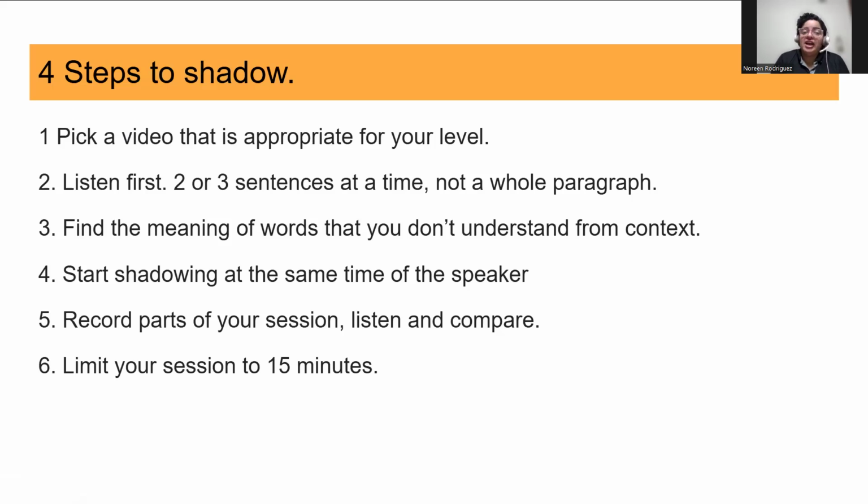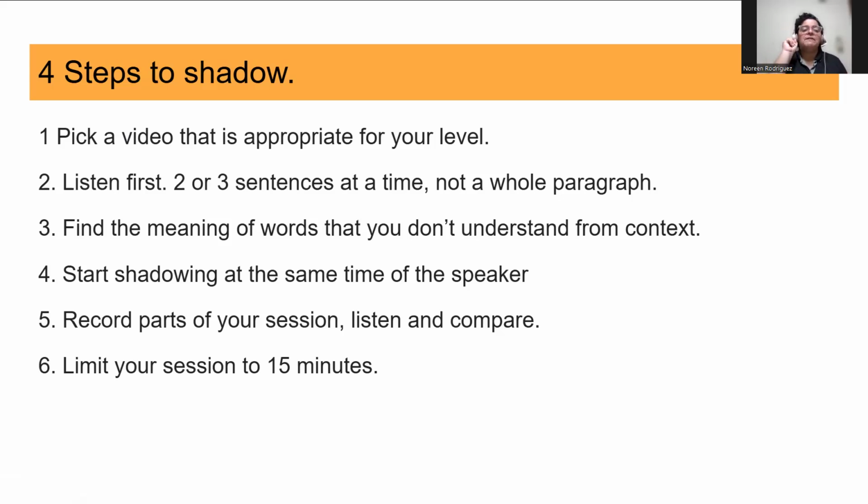Personally, I used to shadow my trainer, or I used to shadow my favorite actress, which was Sandra Bullock. I liked the way that she speaks. So in that case, I always shadowed her in her movies when I had the appropriate level to shadow and understand movies. So remember, always pick videos that you understand at least 80%. That will tell you that it is an appropriate level.